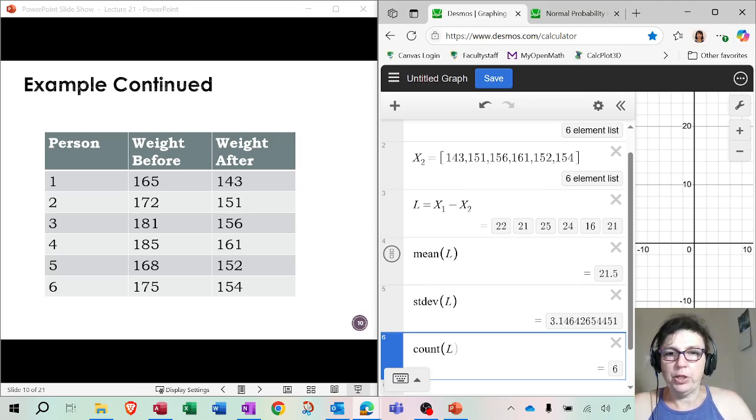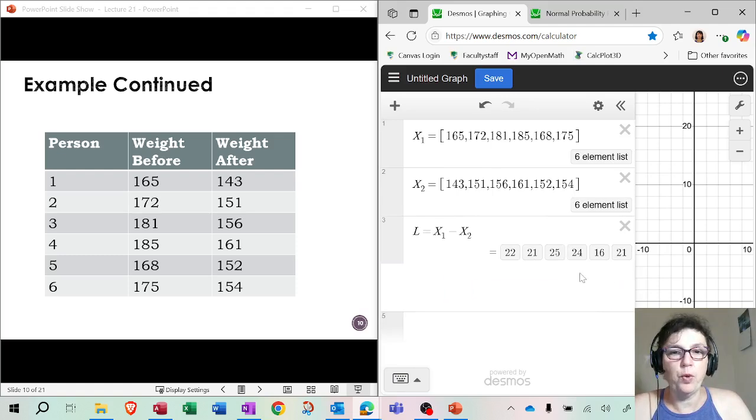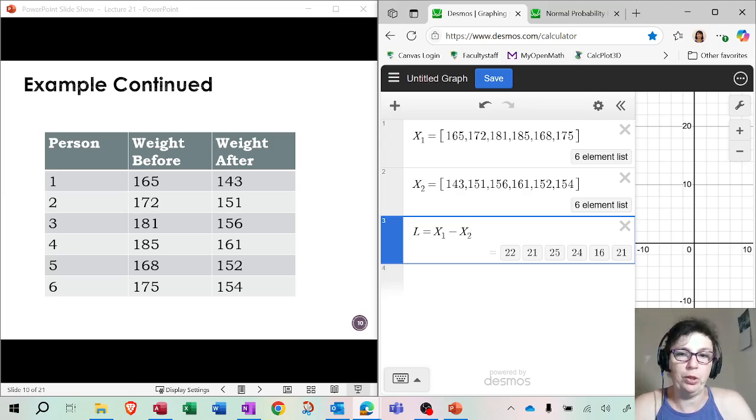Okay, anyway, so all of that right now we do not need. We only need L. Really, once you computed the difference between the two samples, you can disregard them. They're not needed anymore, okay? Don't delete them because then L is not going to be defined, but you don't want to look at them. You only want to look at the differences. Okay, so let's go ahead and do the testing.